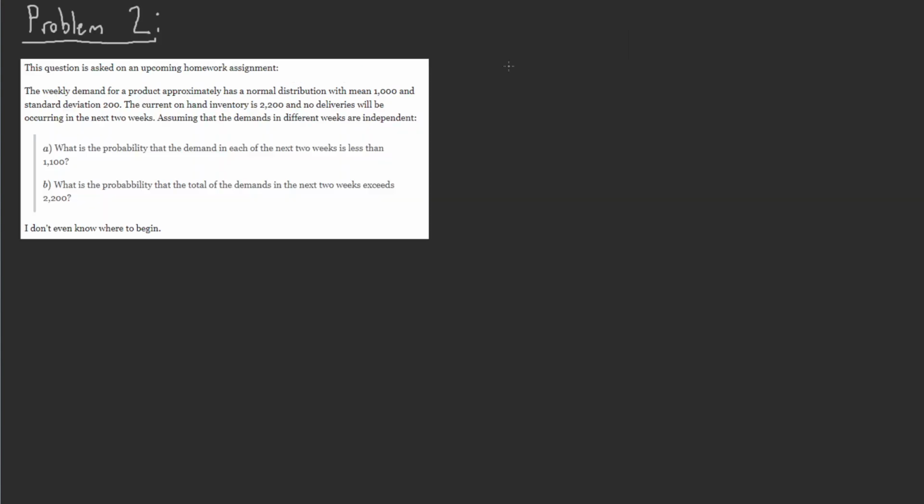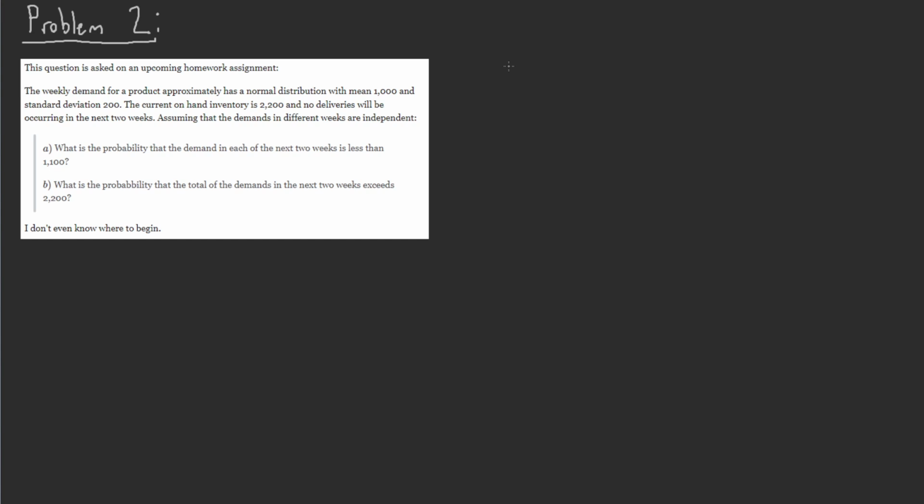All right, here's the second question here. He says that this is one of his homework assignments. The weekly demand for a product has approximately a normal distribution with a mean of 1,000 and a standard deviation of 200. And the current on-hand inventory is 2,200, and no deliveries will be occurring in the next 2 weeks.